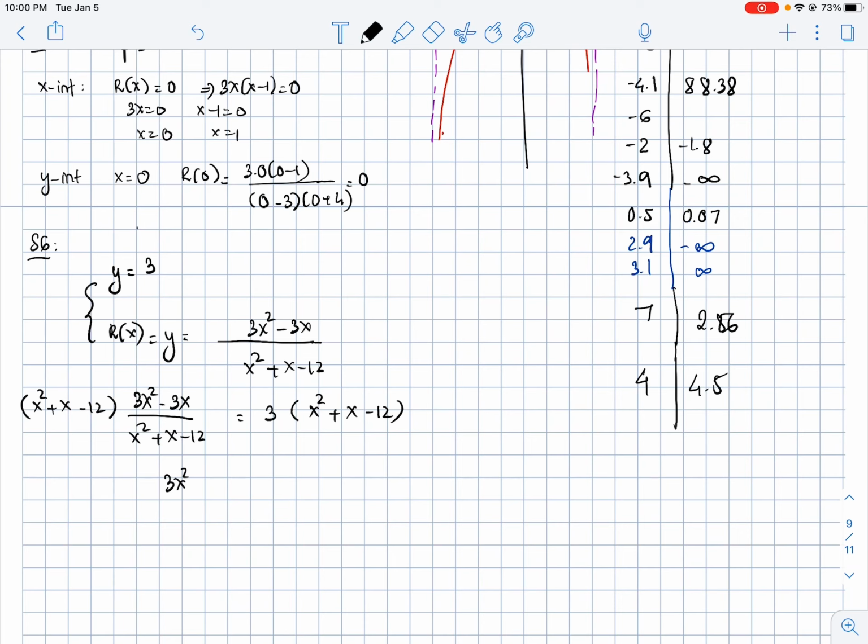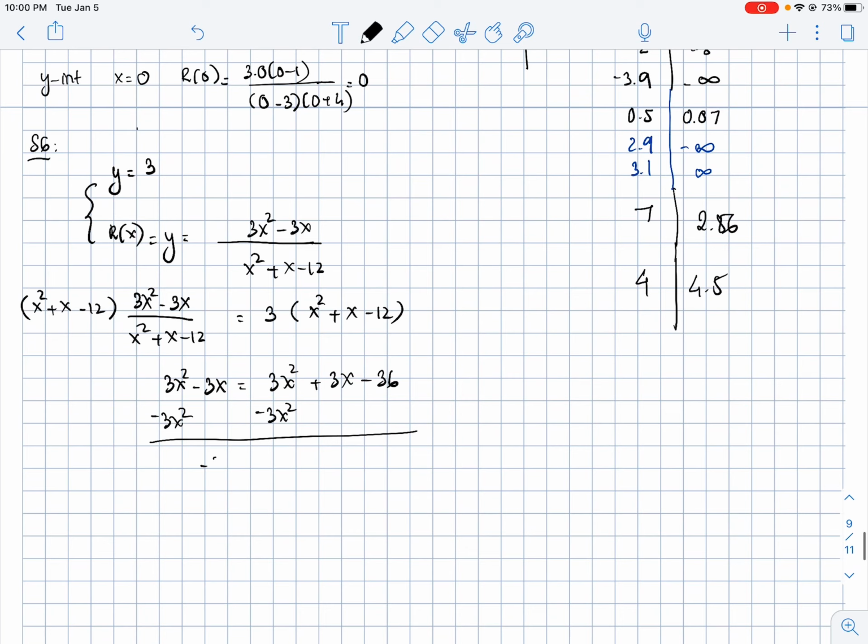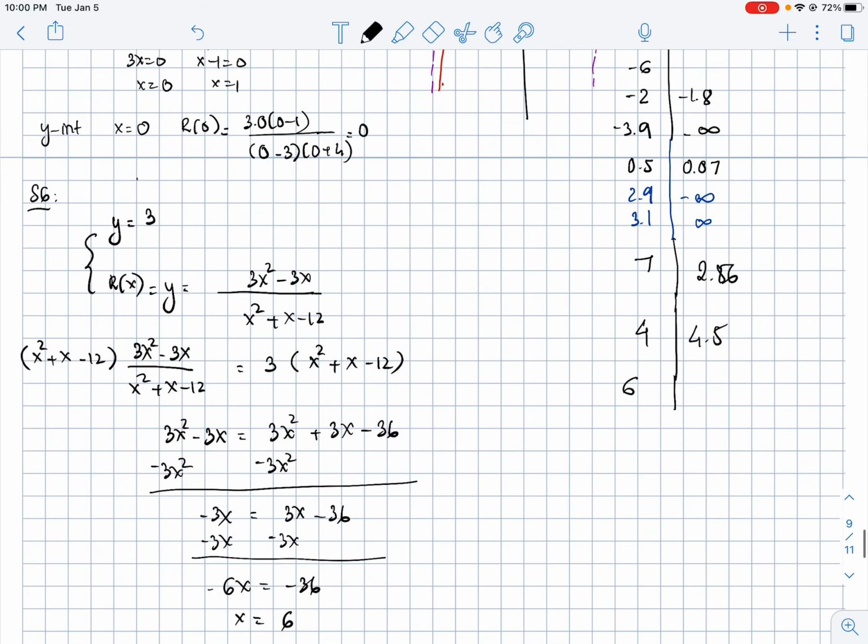So we get 3x squared minus 3x equals 3x squared plus 3x minus 36. We can subtract 3x squared from both sides. Then we get negative 3x equals 3x minus 36. We will subtract 3x from both sides. So we get negative 6x equals negative 36, and dividing both sides, we get x equals 6. So when x equals 6, y will be 3. The point where they meet is x equals 6 and y is 3.